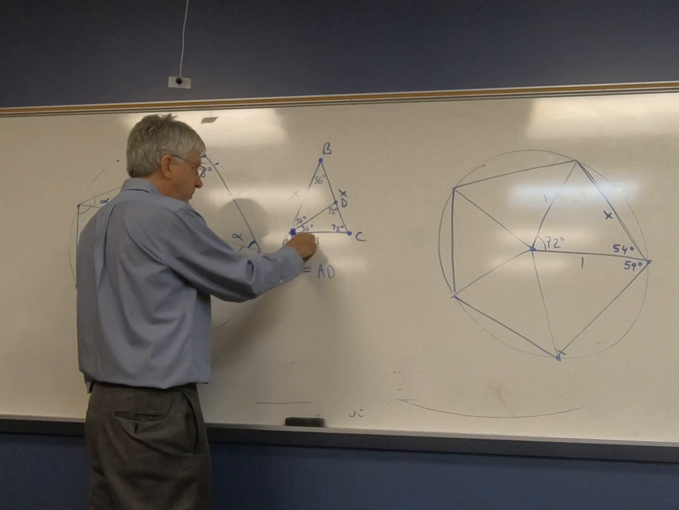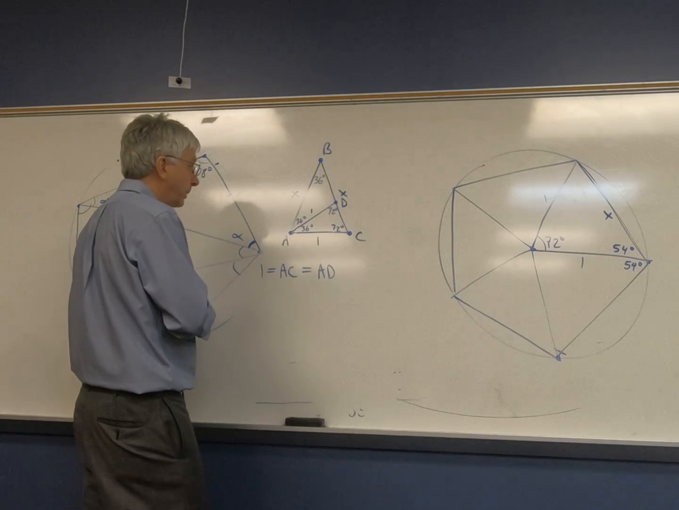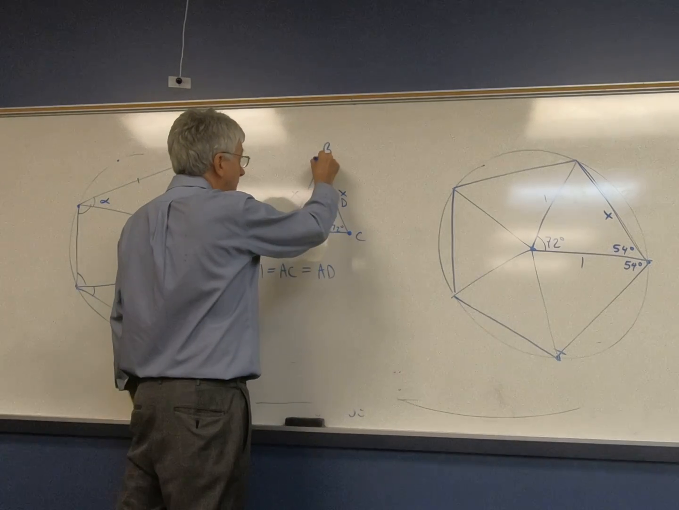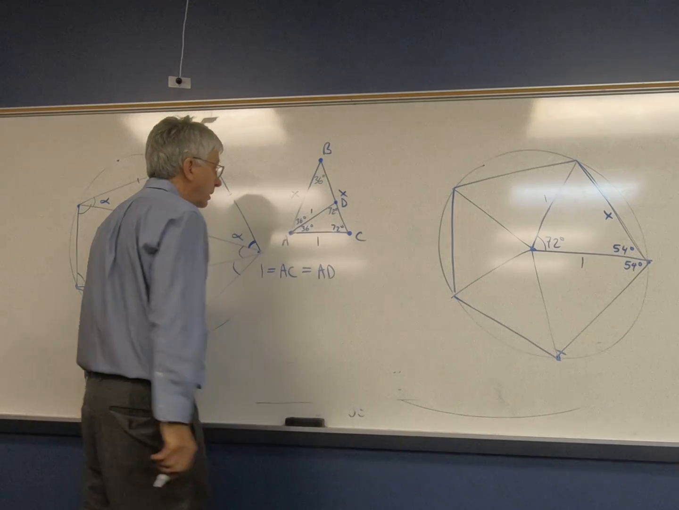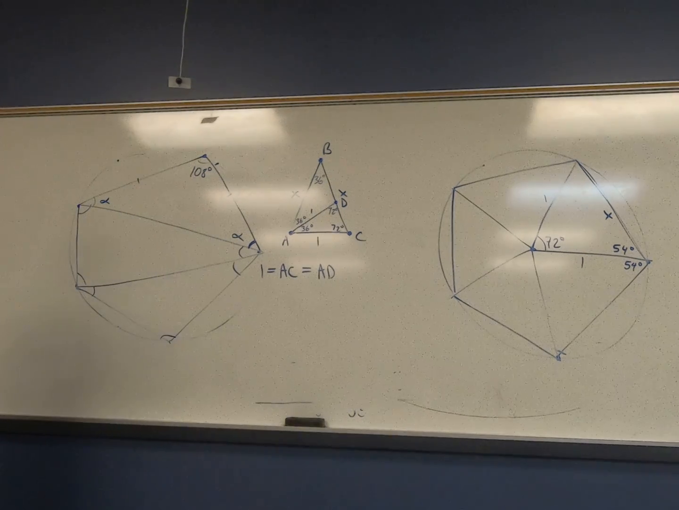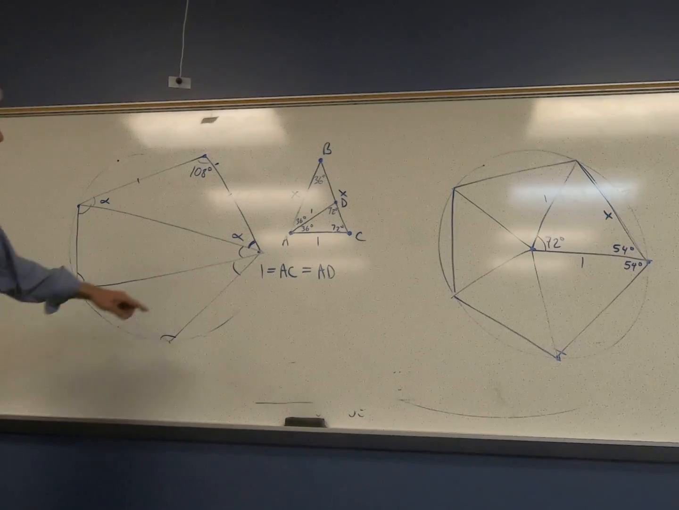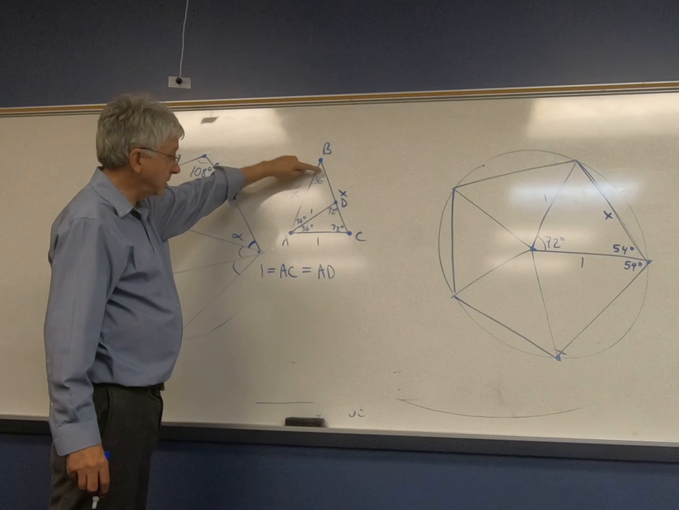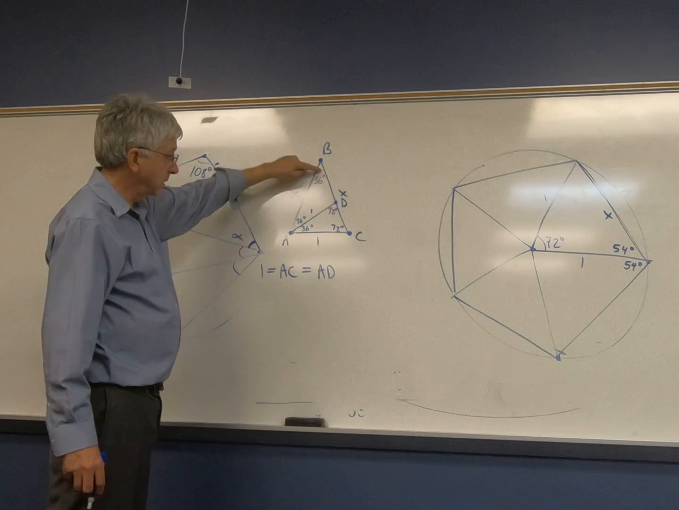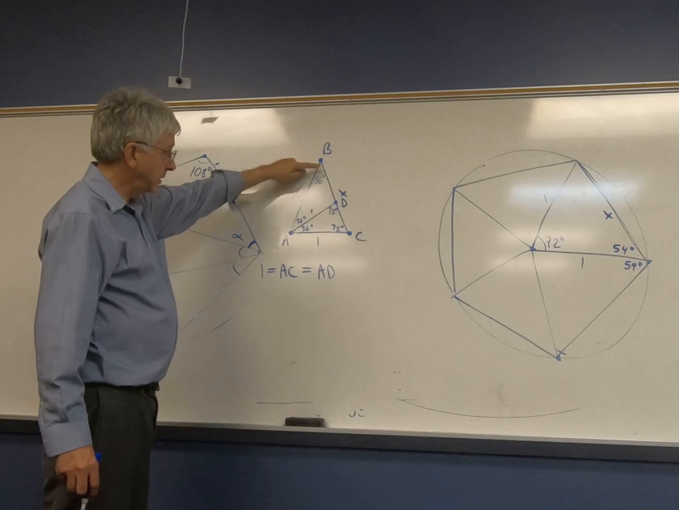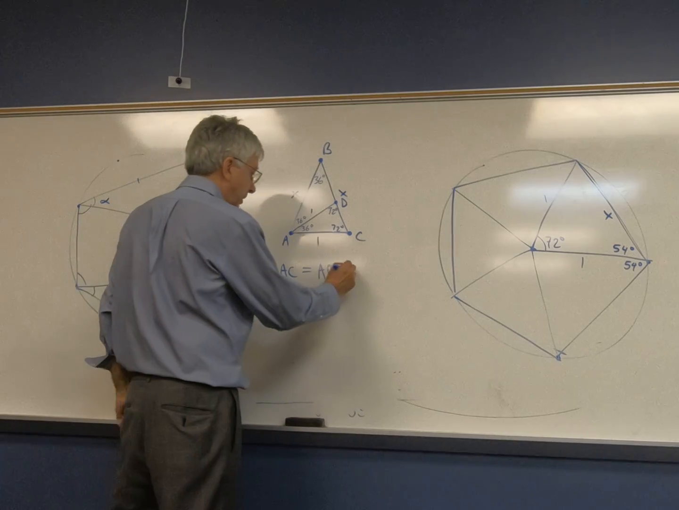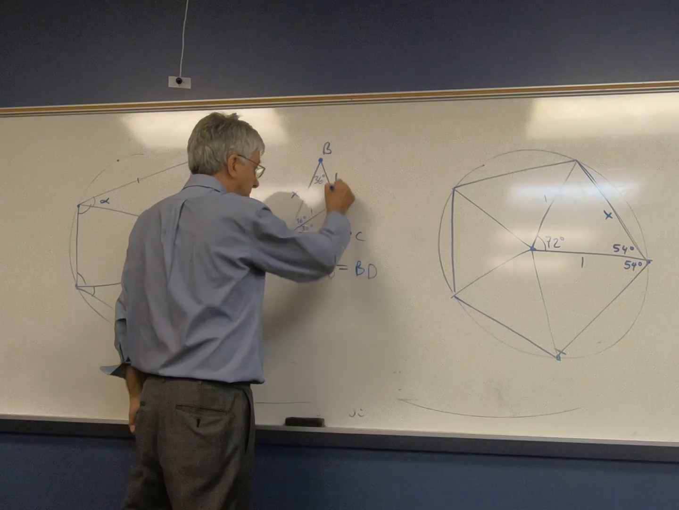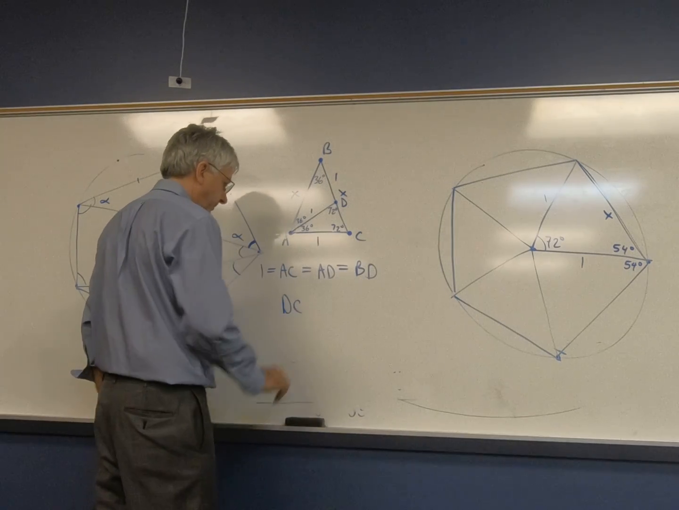So these two sides are equal, right? What about BD? Well, triangle ADB is also isosceles, right? Because these are both 36, 36 and 36. And what do we know about the sides of an isosceles triangle? It's AD and BD are the same there. Yeah, so this is also BD. So that's also 1.